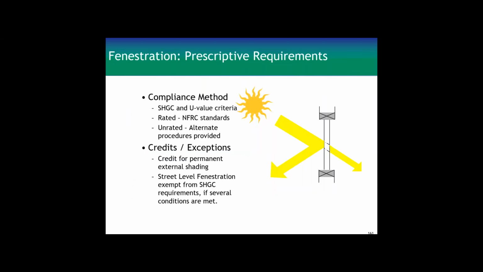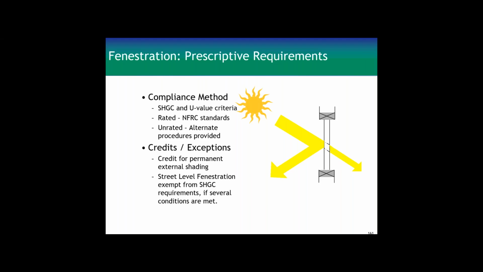So fenestration prescriptive requirements. This is your glass now. Moving on to glass, we have two requirements. One is the solar heat gain coefficient. The other is the U value. And again, these are rated by the National Fenestration Rating Council. If they're not rated by them, then you pretty much have to test the assembly.